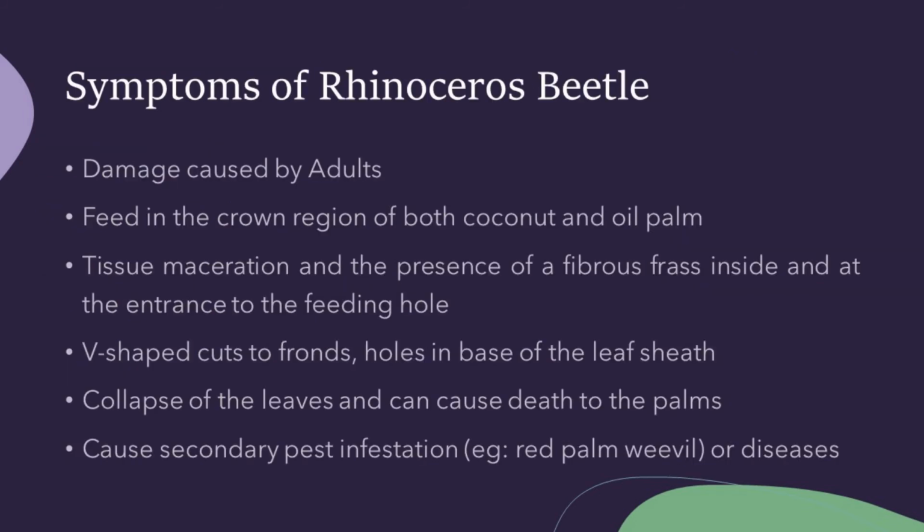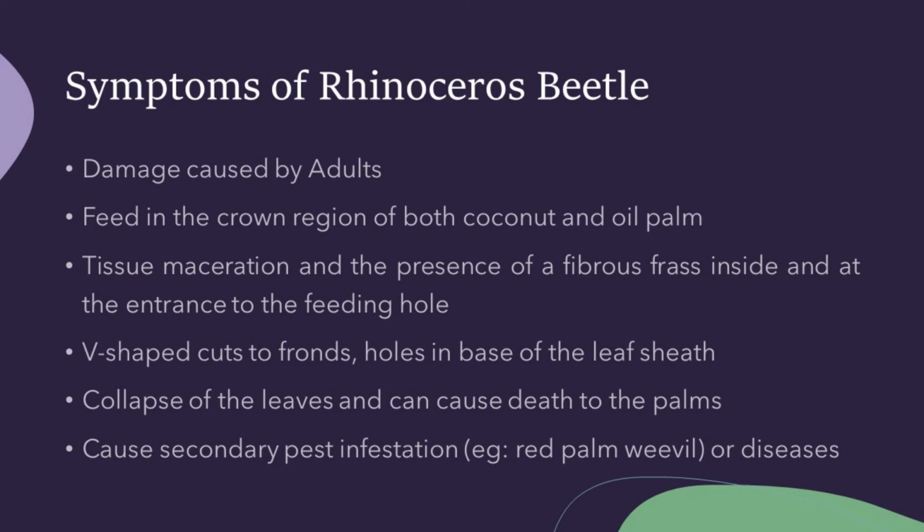On the symptoms of the rhinoceros beetle, the damage is caused by the adults, and they feed on the crown region of both coconut and oil palm trees. It can be seen when there is tissue maceration and the presence of fibrous frass inside and at the entrance of their feeding holes. They will leave the leaves of the palm trees, or as they call it, the fronds, with V-shaped cuts and holes at the base of the leaf sheaths.